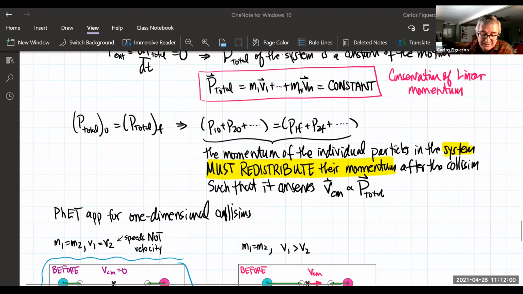What I said here is that conservation of total momentum is one of the most fundamental laws in all of science. It says that when the total momentum is a constant of the motion, the momentums of the individual particles must redistribute, rearrange their momentums, in order for the velocity of center of mass to be a constant. Okay, that is super, super fundamental.